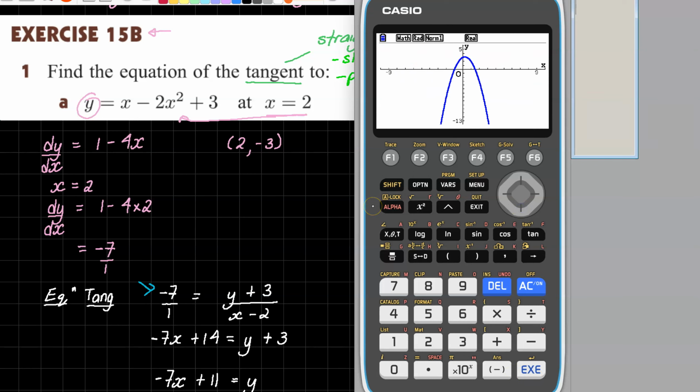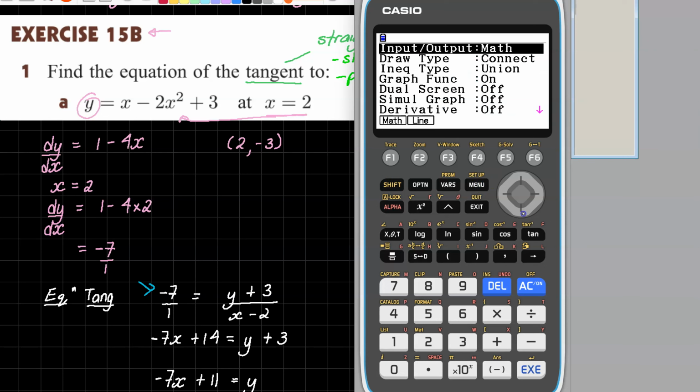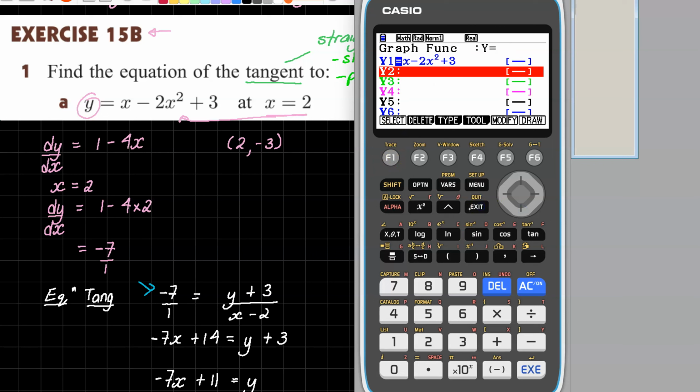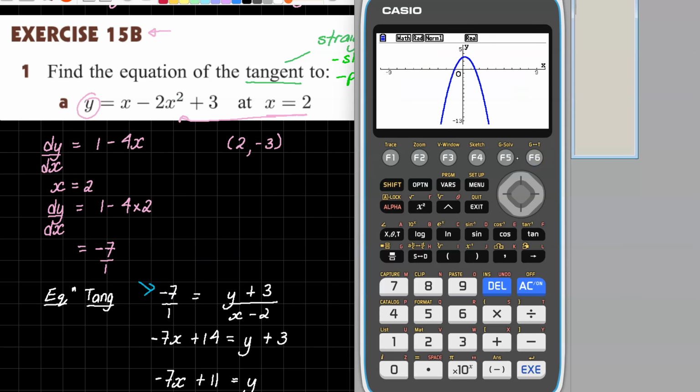Now, remember this from a previous video, but just if you forgot, we have to turn our derivative on. So we're going to go Shift, Setup. So Shift menu, we're going to scroll down and on. So press F1, on goes your derivative. Press Exit, draw our function, and we want to go to our sketch. So because that's in yellow, Shift, Sketch, Tangent.